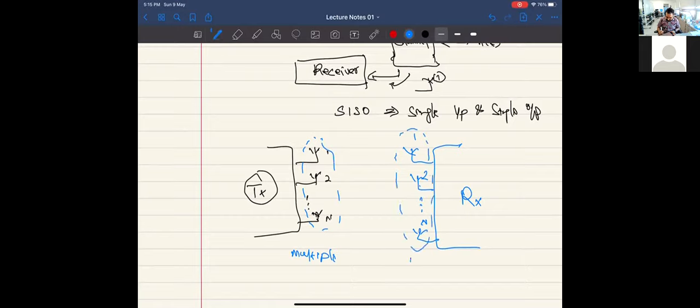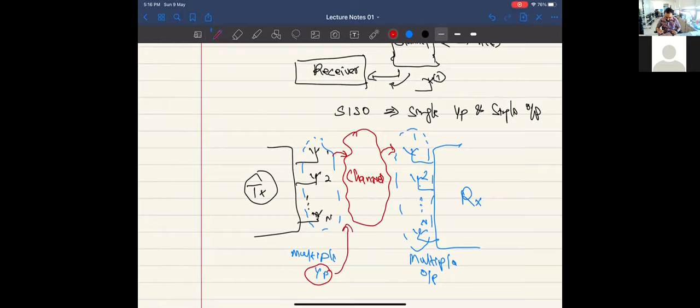So that's why we call it multiple input and multiple output. So what is input and what is output? In between, I have told you, this is our channel, right? So the input goes to the channel and the output comes from the channel. That's why we are calling it input, because this is inputting to the channel, and we call it output because the output is coming from the channel.